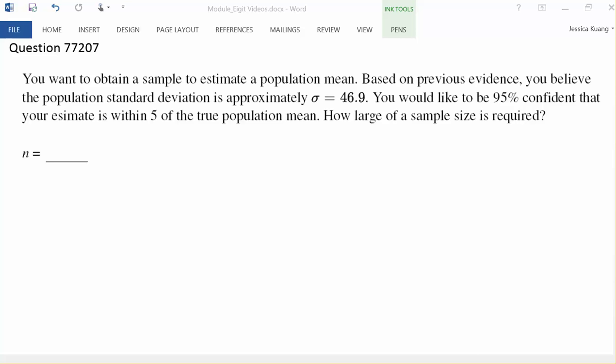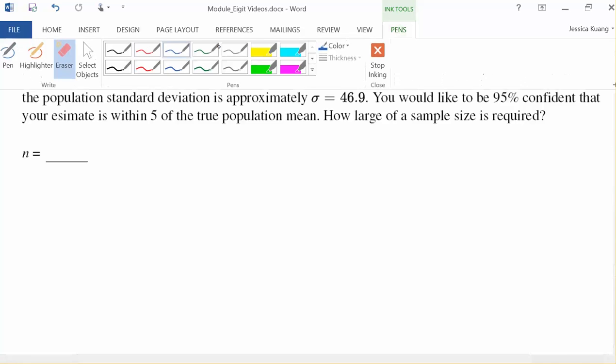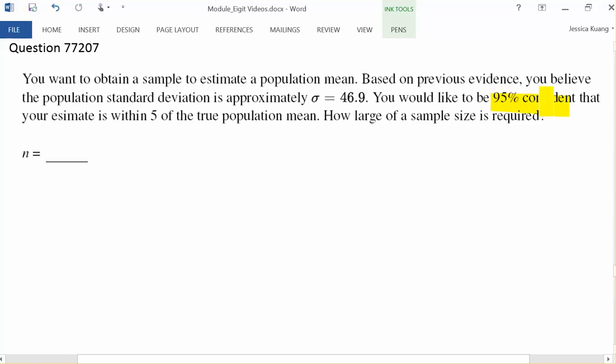In this example, assume that we would like to conduct an experiment and we need to collect data. I would like to know how much data I need to collect based on historical information and the kind of confidence interval I would like to construct. This is historical information and the margin of error I expect to have.